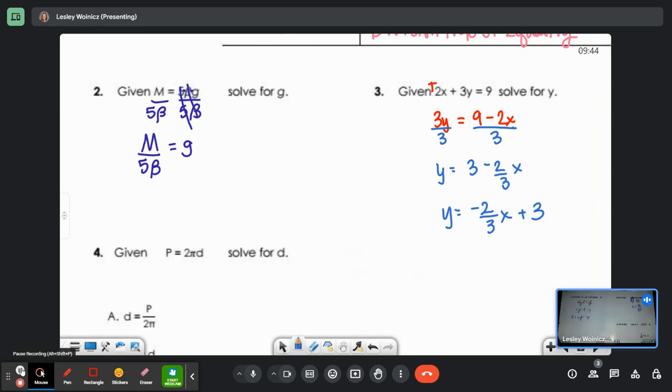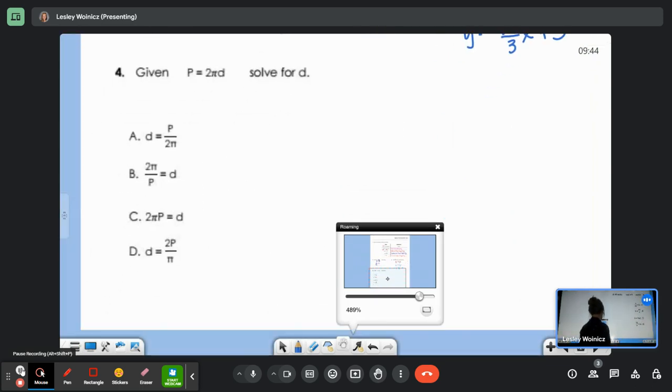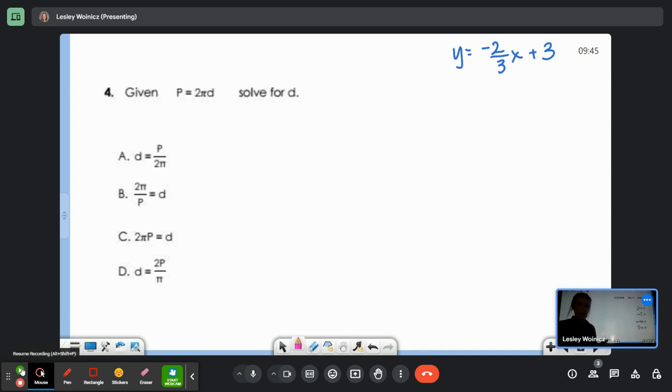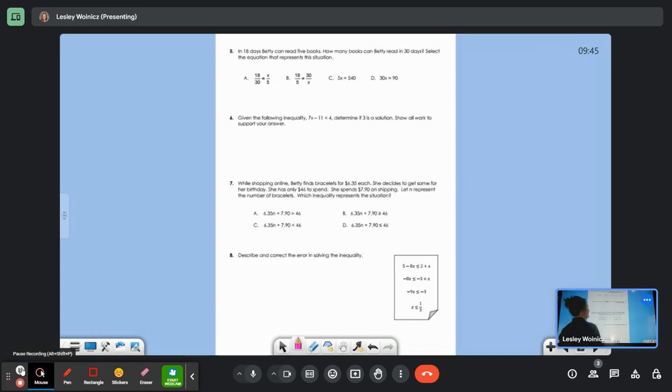Okay, I want you guys to do number 4, all on your own. Okay, so which one did you guys pick? A, the one where the p is getting divided by the 2 and the pi. That is correct. All right. See how much easier it is now?